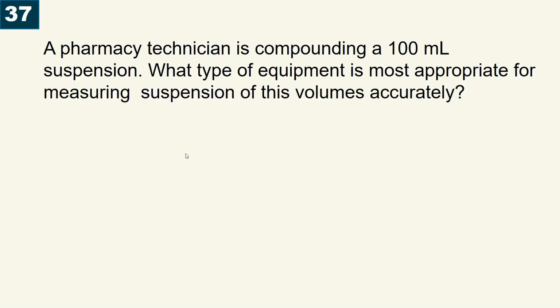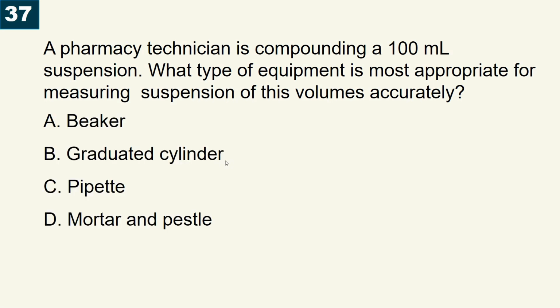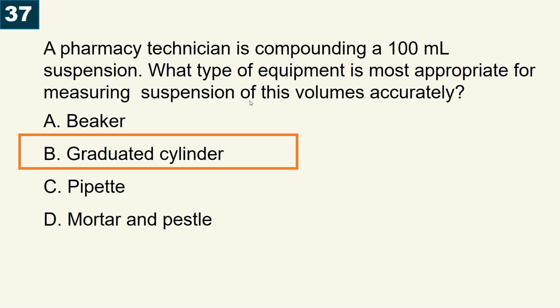Next, a pharmacy technician is compounding 100 mL of suspension. What type of equipment is most appropriate for measuring a suspension of this volume? A, beaker, B, graduated cylinder, C, pipette, D, mortar and pestle. The correct answer is graduated cylinder, which is used for measuring about 100 mL of suspension volume.